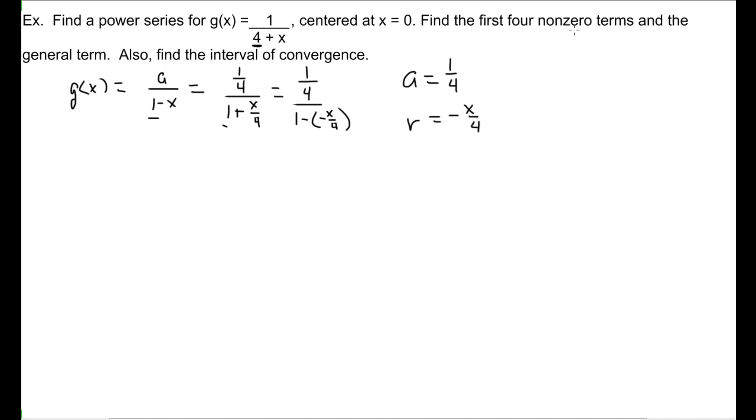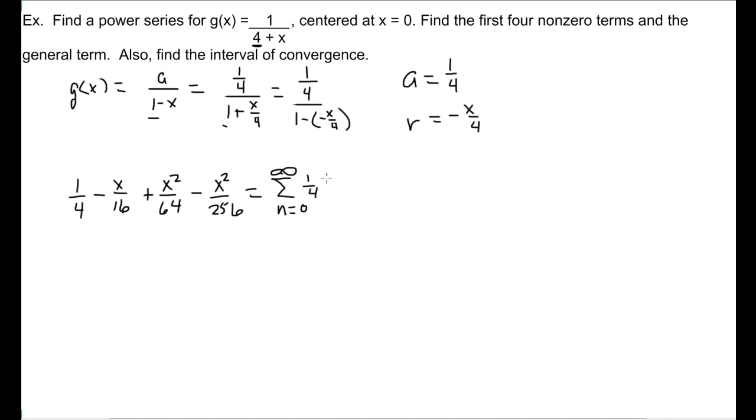So now we can write the first four non-zero terms. The first one is 1/4, and then we multiply by negative x over 4, so we have negative x over 16, and then plus x squared over 64, and then we finally have minus x to the third over 256. Yep, 256. So that's equal to, if we took this out to the infinite term, the sum from n equals 0 to infinity of, our a is 1/4.